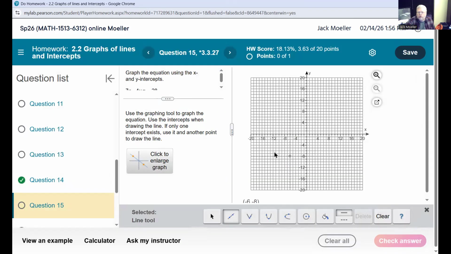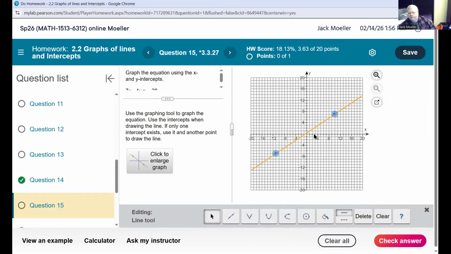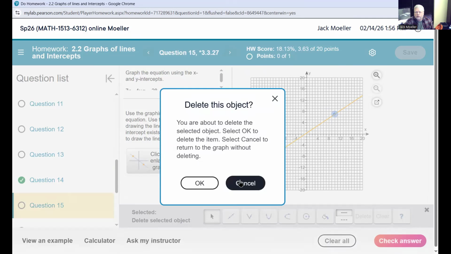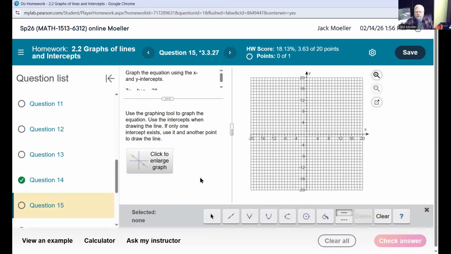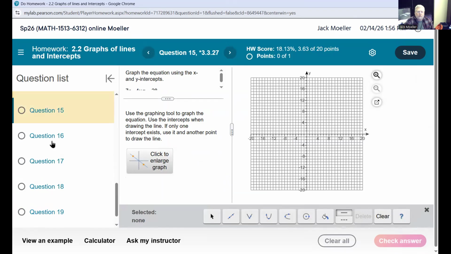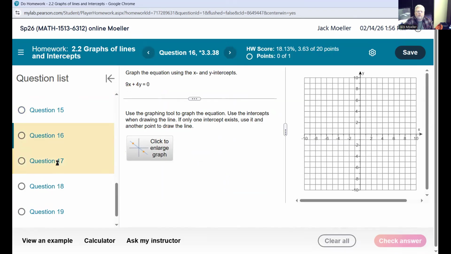And so once you have the first point, notice that it's in blue. As soon as I do my second point, the points are highlighted in blue and the line in yellow. So we're going to use more of these tools later on, but that's what you need to know for now. Sometimes we'll be doing multiple lines here, but if something's wrong, you can delete it or clear it, and you can start over if you need to.